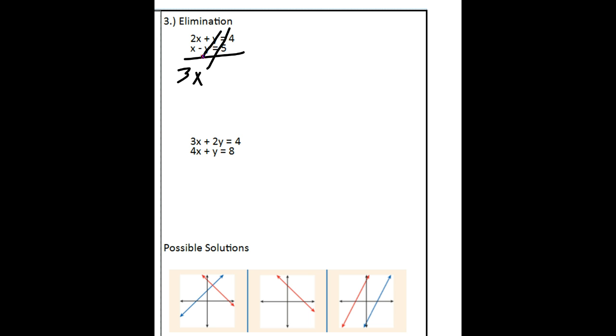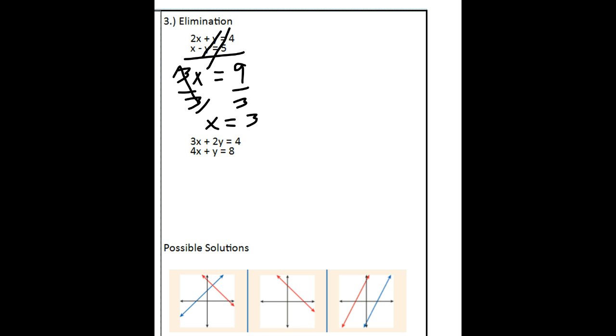So on my left side, all I have left is 3x. Then that's going to equal 4 plus 5, which is 9. Now to get that x by itself, I have to divide by 3. I do the opposite of multiplying by 3, which is to divide by 3. And I'm left with x equals 9 divided by 3, which is 3.